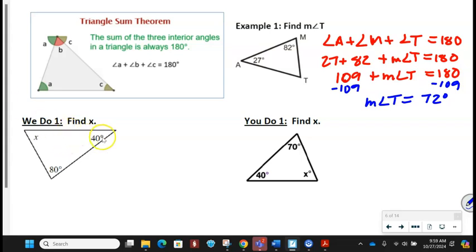All right, this is our we do. So once again, we're going to add these two angles together. So we're going to add 40 plus 80.